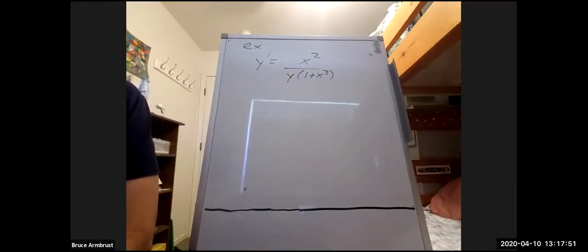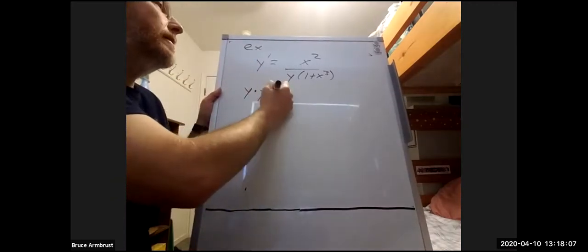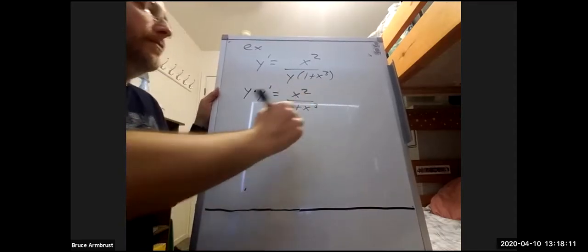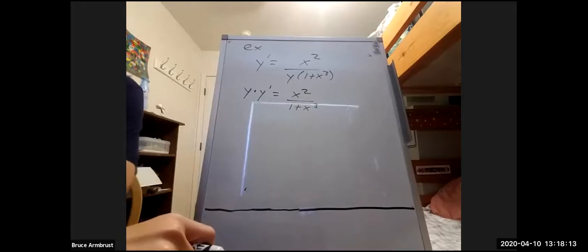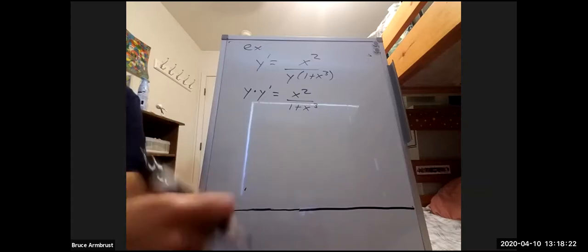All right, so this thing is separable. Right now it's not in the correct form, but all we have to do to get it into the correct form is to multiply the y so that we can move it over onto the other side, so that we get y times y prime is equal to x squared over 1 plus x cubed. All right. So now it's just a matter of doing the integrals. So let's see what happens.